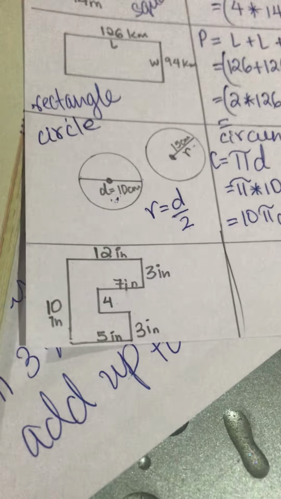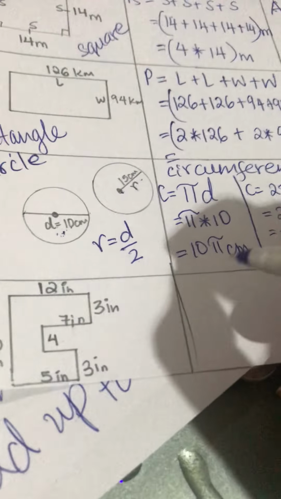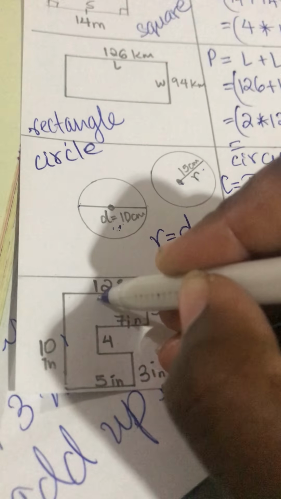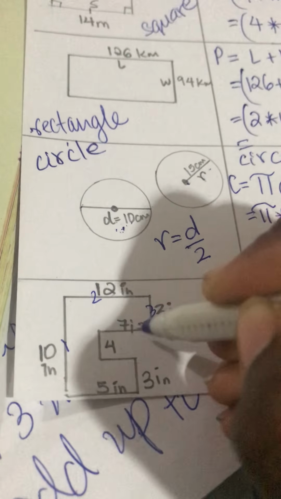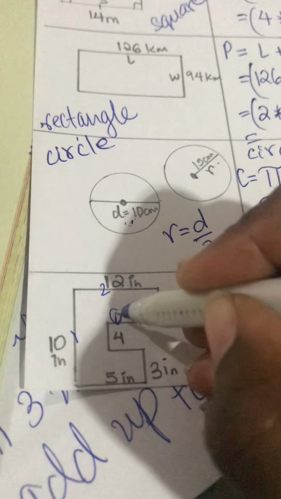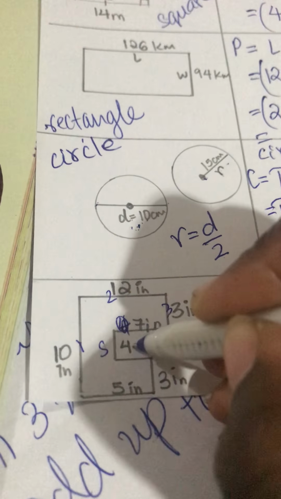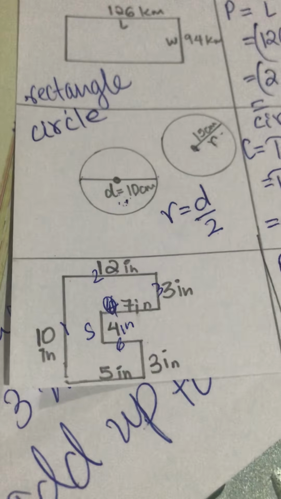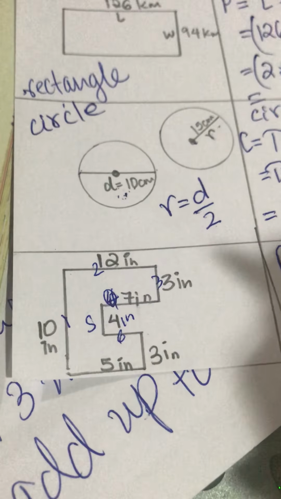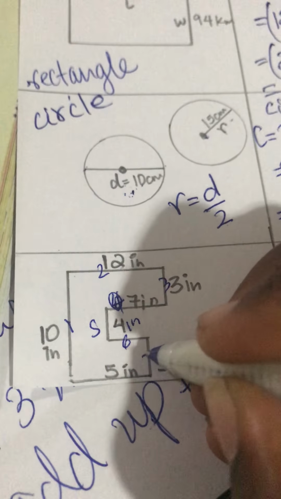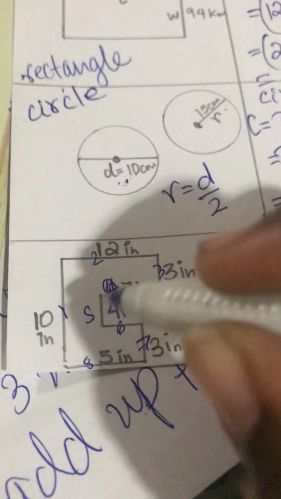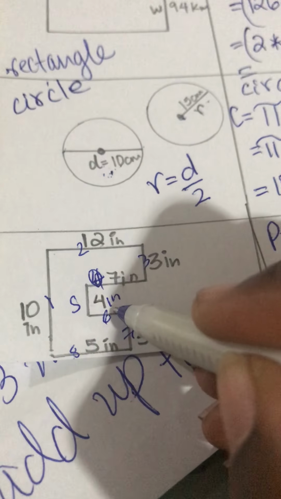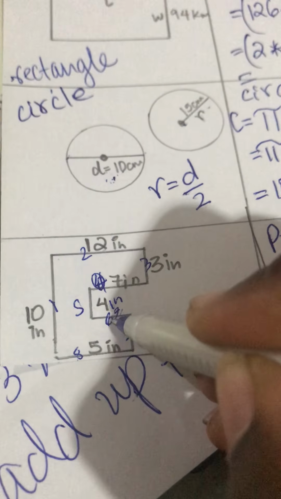Now let's look at this shape. We don't know the name because it's just a polygon. So perimeter equals, you count the sides. Side 1, side 2, side 3, side 4, side 5, side 6. Okay, side 7, side 8. Or let's call this 2 inches.